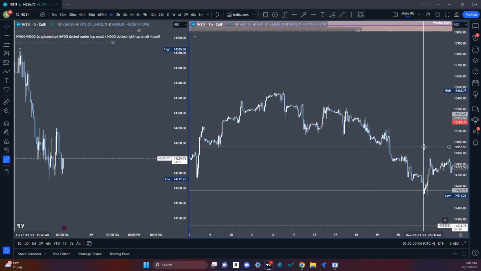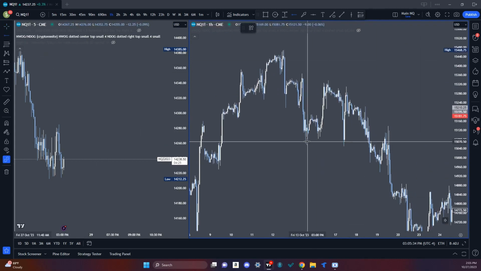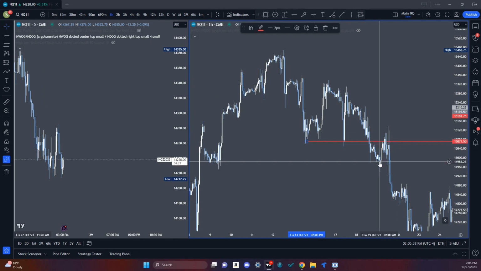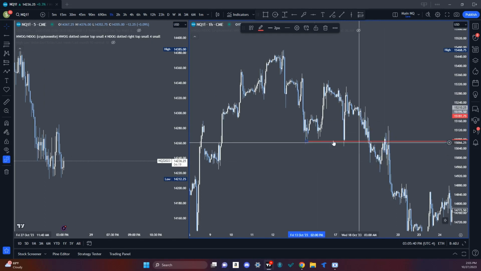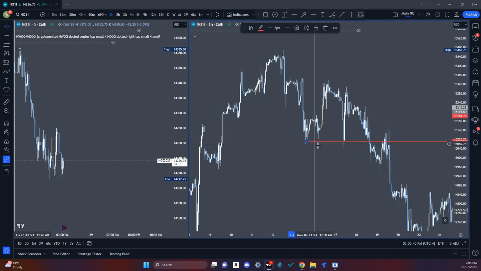As you can see here on this 1 hour chart right here, here's another example. One touch, two touch, three touch, break below, close, come back up, retest that level of support, and break down low. So this is a great concept to know.